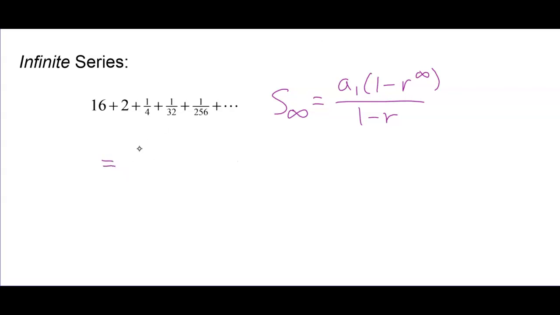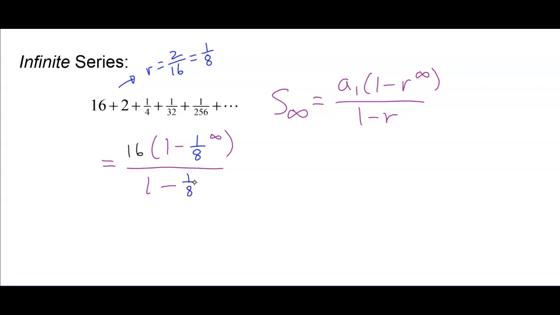Well, here, a1 would be 16. R, well, let's see, what's the ratio? To get from 16 to 2, to get from 2 to a quarter, to get from a quarter to 1/32, the ratio here, and if you're ever not sure, you can just literally work out a ratio. Take one number and divide by the previous number. The ratio here is 1/8.